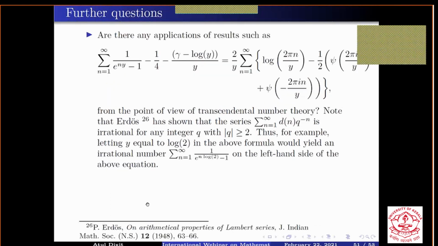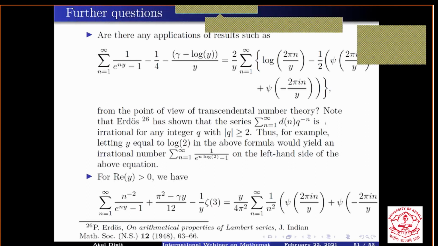And my last slide is about the applications of such a result, the A equal to 0 case, in transcendental number theory. For example, Paul Erdős has shown that if you take this series sum of d(n) q to the minus n, for any integer q with mod q greater than or equal to 2, it is irrational. So for example, if I take y equal to log 2 in this formula, that will give me an irrational number on the left. But what can I get from the right? Can I even get some sort of result which is important from the point of view of transcendental number theory? That is another question that one can ask.